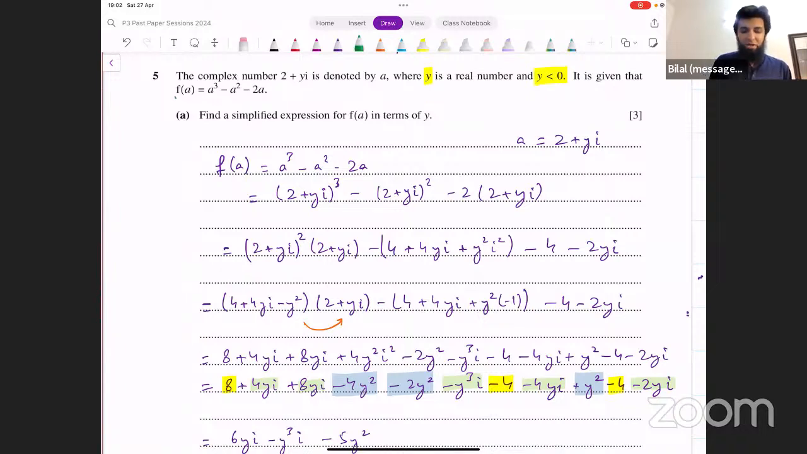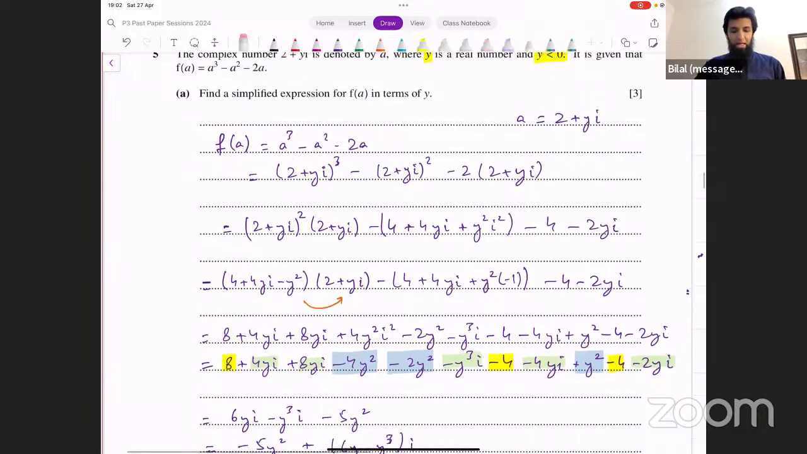And then we just have a function, f of a equals this. They're saying this is how a function is defined, just like you have f of x, so you have f of a. It's just a different letter that they're using. And we have to find an expression for f of a in terms of y. Now, since we know a equals 2 plus y iota, we can just input 2 plus y iota in place of a here, and then simplify everything. Okay, that's the first part.